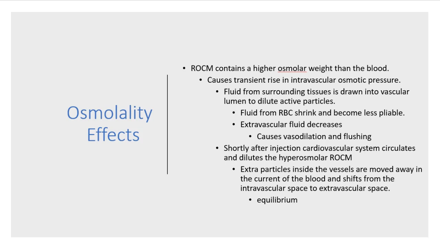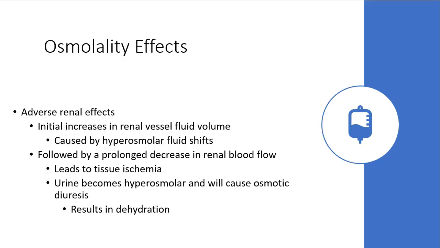Shortly after the injection, the cardiovascular system circulates and dilutes the hyperosmolar contrast. Extra particles inside the vessel are moved away in the current of the blood and shift from the intravascular to the extravascular space, which provides equilibrium. Now when you're injecting that, the patient's heart will beat faster. That is normal to compensate for the extra fluid exchange and us providing another 100 cc's or however many cc's of contrast we're injecting into the patient. A lot of times we'll follow it up with a saline flush chaser.